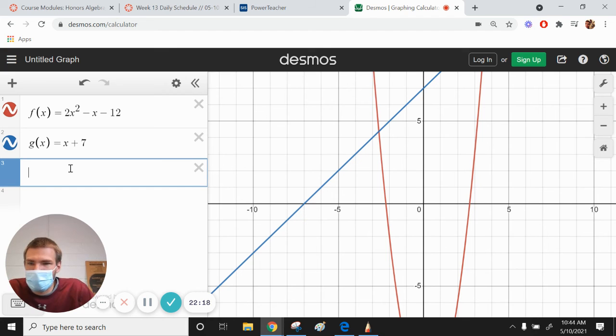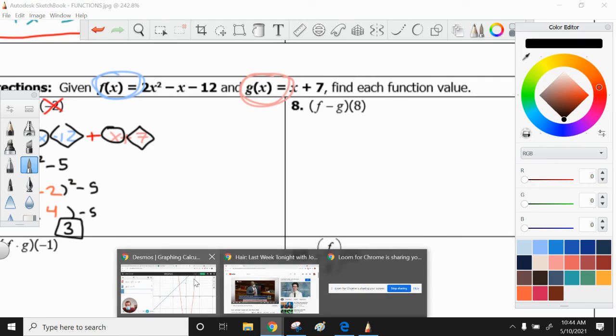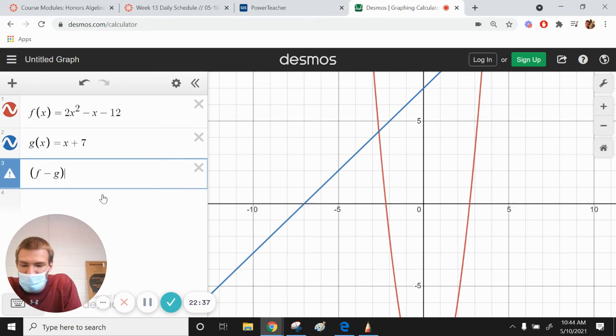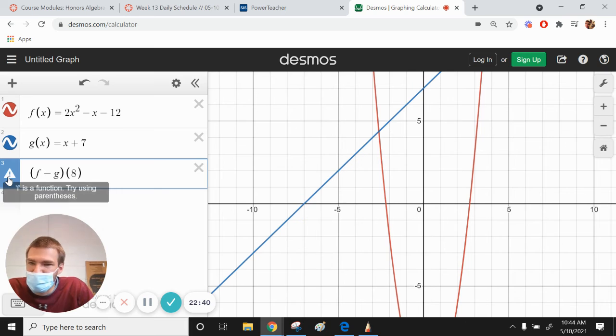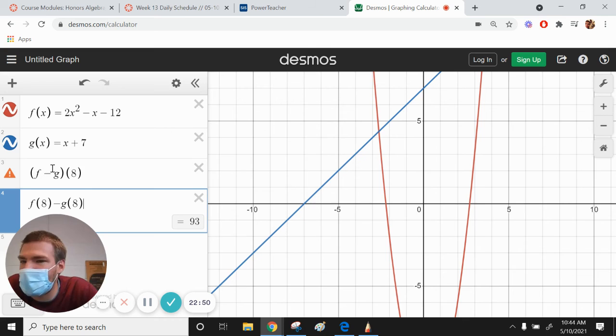And so now I've got my f and my g. I'm going to go over here, and I just need to type into Desmos what this is. Unfortunately, Desmos is not smart enough to handle it in this form. If we try parentheses f minus g of 8, Desmos doesn't really know what it's talking about. What we need to do is type it like f of 8 minus g of 8. Desmos doesn't like the lazy way of doing it. Desmos only likes the long way of doing it. And there's your answer, 93.